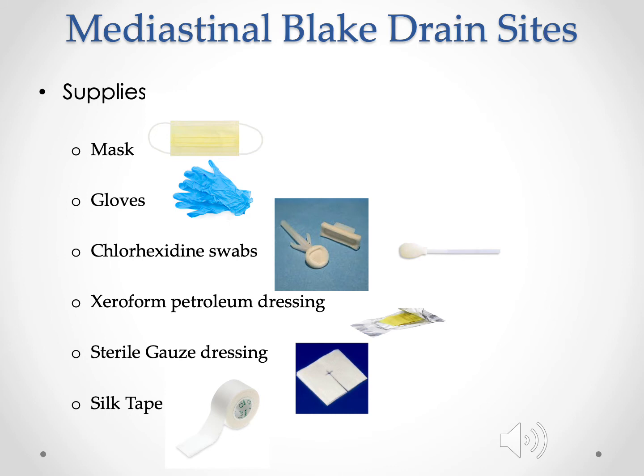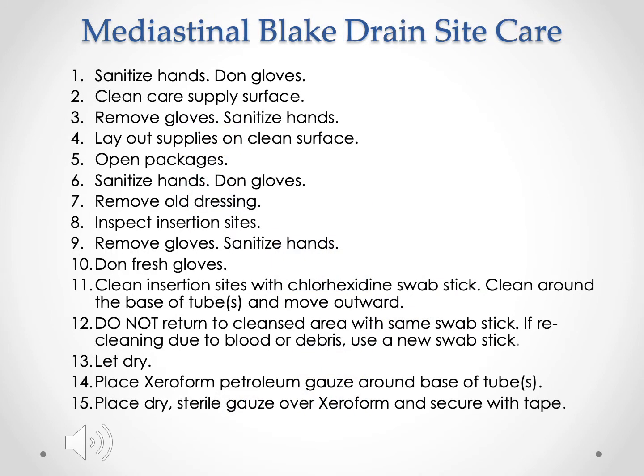Mediastinal Blake drain site care requires a mask, gloves, chlorhexidine swabs, xeroform petroleum dressing, sterile gauze dressing, and silk tape. To perform mediastinal Blake drain site care, first sanitize your hands and put on your gloves. Clean a care supply surface to put all your supplies on. Remove your gloves and sanitize your hands. Lay out the supplies on the clean surface. Open the packages. Now sanitize your hands and put on a pair of gloves.